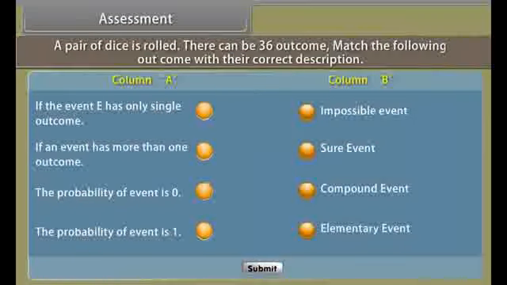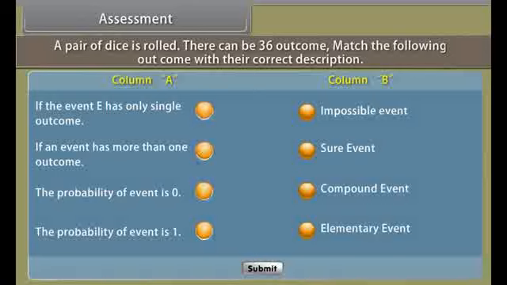Assessment. Before proceeding further, let us know how much you have learned. A pair of dice is rolled. There can be 36 outcomes. Match the following outcomes with their correct descriptions.